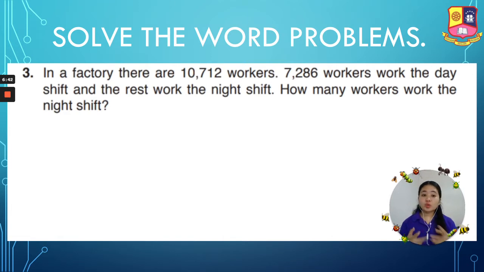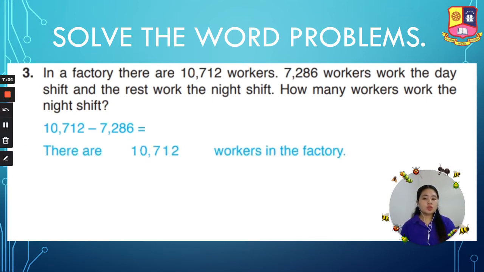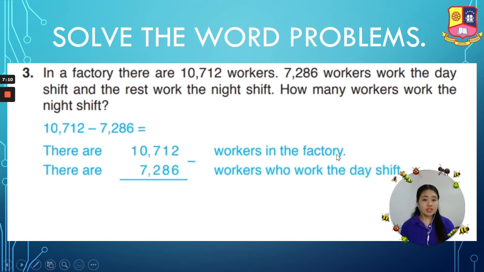So we have to get the workers who work at the night shift. The 7,286 is the day shift. So how much is the night shift? We have to subtract from here. So the number sentence is 10,712 minus 7,286. There are 10,712 workers in the factory, so this is the total. Then we have to subtract the workers in the day shift, that is 7,286.